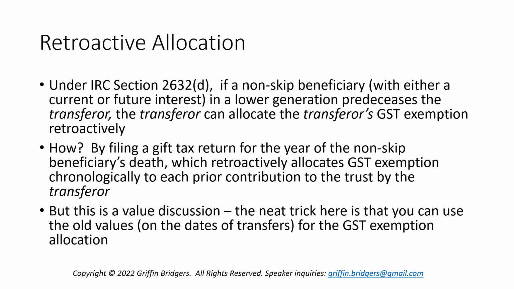And how do they do that? They do it by filing a gift tax return for the year of the non-skip beneficiary's death, which then goes back and chronologically, in order of time of when the contribution was made, allocates GST exemption to each prior transfer. But the neat trick here is, in this case, you can use the old values on the dates of the transfers for the GST exemption allocation. So this only applies in the case where a non-skip person predeceases the transferor, but this is something to keep in mind that a lot of people don't know about and can be a neat trick in an otherwise sad situation.